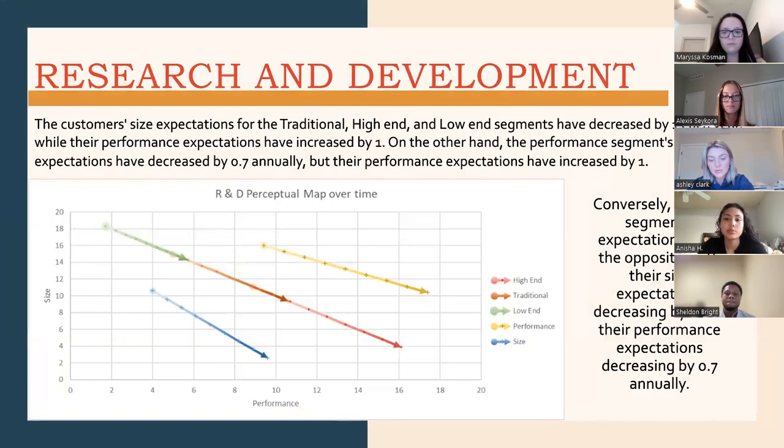So digging a bit deeper, the performance and size customer segments reveal one of our unique focuses. Unlike high-end, low-end, and traditional segments, their primary criteria revolve around primary product performance and size. High-end and low-end customers, on the other hand, consider a broader set of criteria in their decision-making.